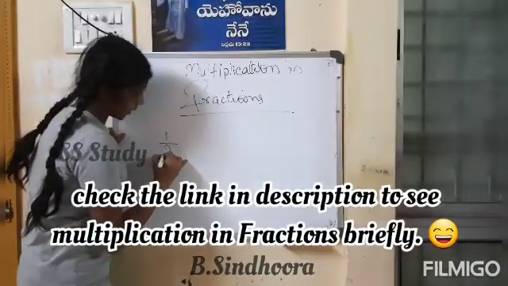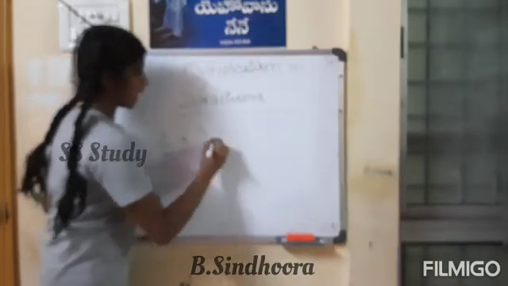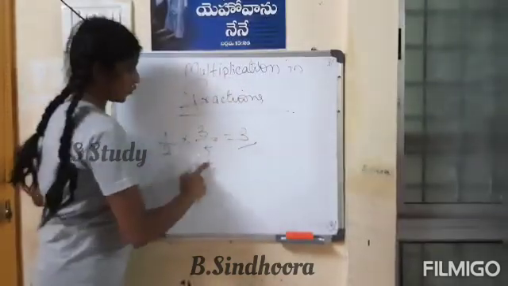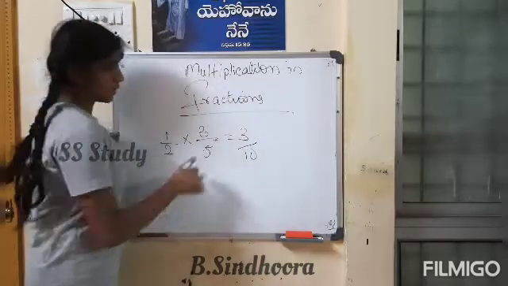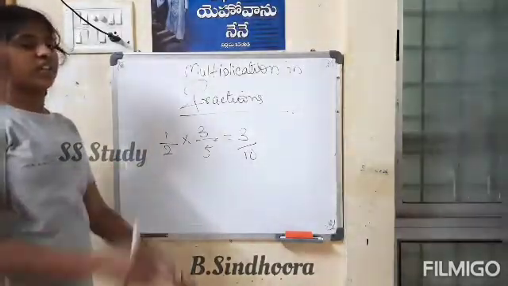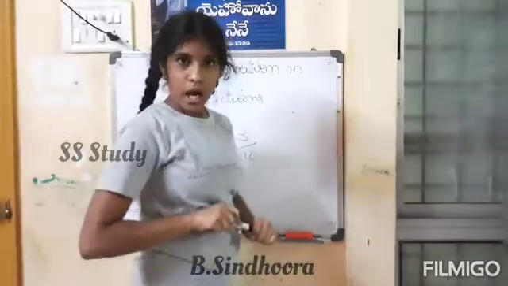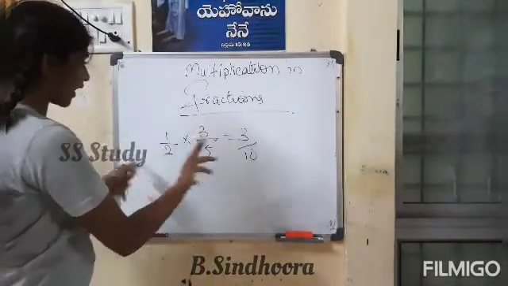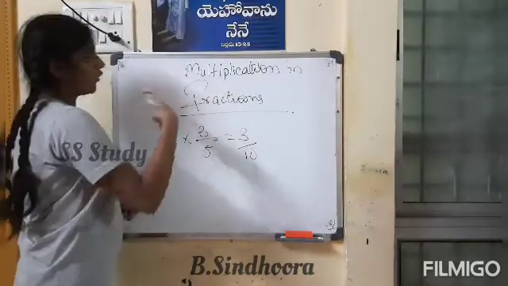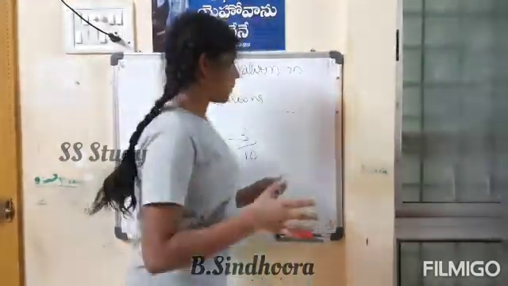1 by 2 multiplied by 3 by 5. First 1 threes are 3, 2 fives are 10. 3 by 10 is the answer. Here you do not need to convert anything. If you have big numbers, you just need to multiply them. Okay? So this is a short example of multiplication in fractions. In the next video, I will explain it briefly.